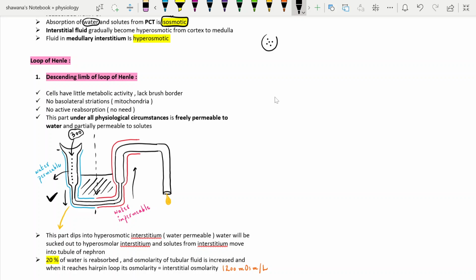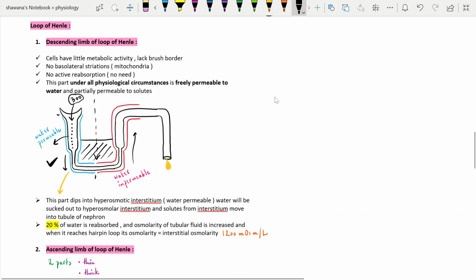What does it mean? It means that the descending limb of loop of Henle under all physiological circumstances is freely permeable to water. But there is another part of the nephron, from the ascending limb of loop of Henle up to the proximal part of the distal convoluted tubule. These are under all physiological circumstances not freely permeable to water.